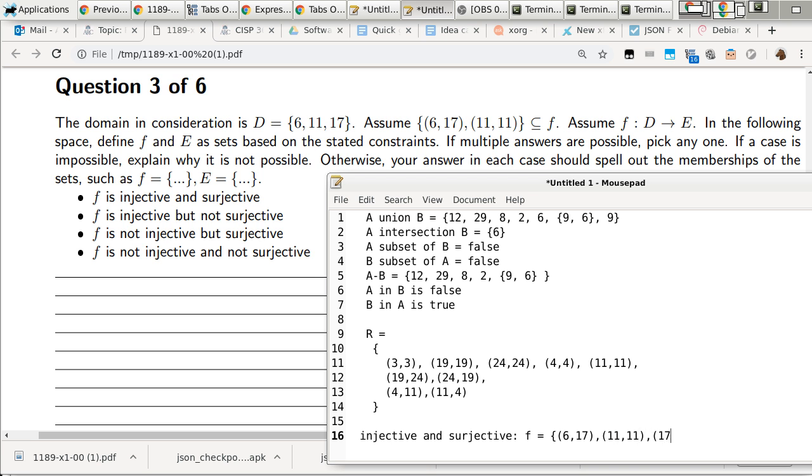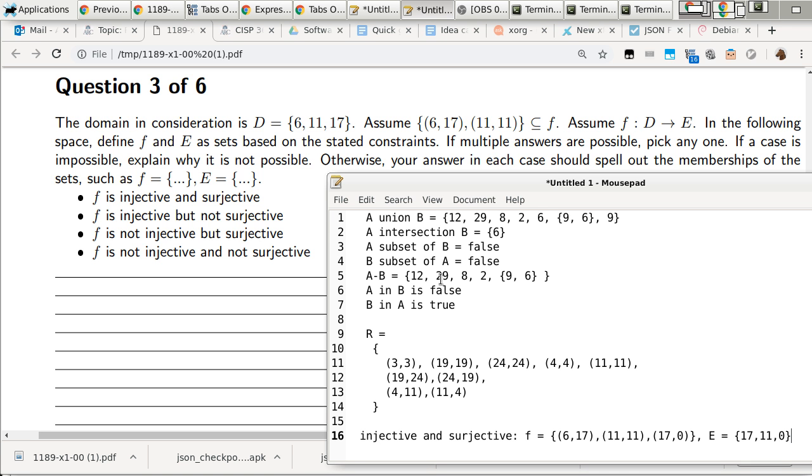And we also need to map 17 to something. Then you go like, what can it map to? Well, I have never spelled out any constraints on E. So E can have any element you want. Okay? So I can just say, well, maybe it will just have 0 in E. That's perfectly okay. And then E itself is really just 17, 11, and 0. It contains all the values that are the second item in the 2 tuples of F.